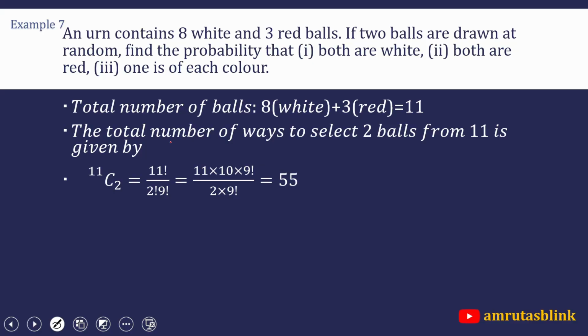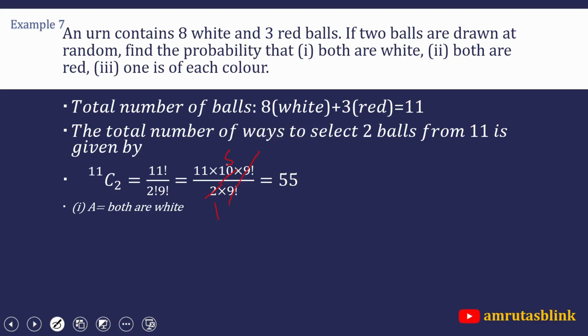So total number of ways to select 2 balls from these 11 is given by 11C2, which is equal to 11 factorial upon 2 factorial into 9 factorial, that is 11 into 10 into 9 factorial upon 2 into 9 factorial. Now this 9 factorial will get cancelled. 2 ones are 2 and 2 fives are 10. So 11 into 5 is equal to 55. Hence we can say that n of S is equal to 55.